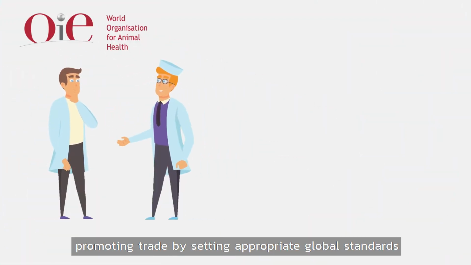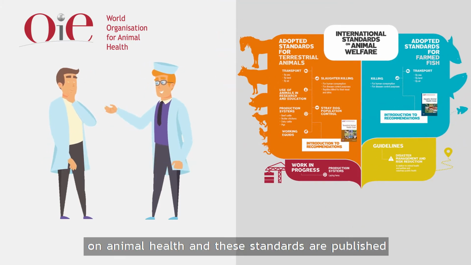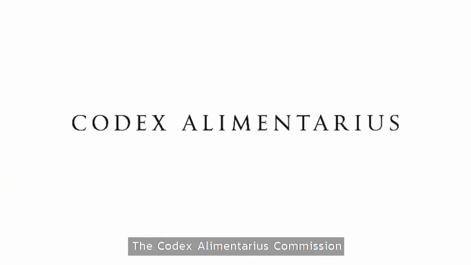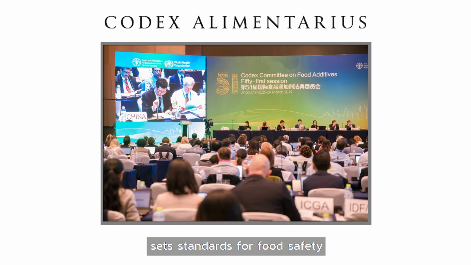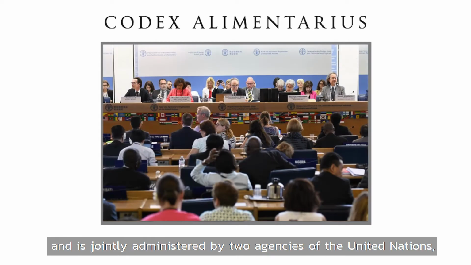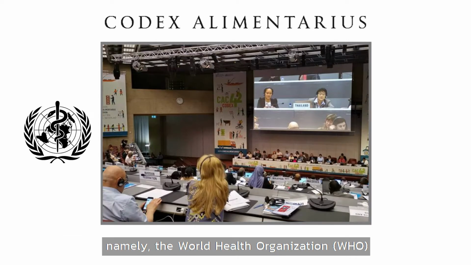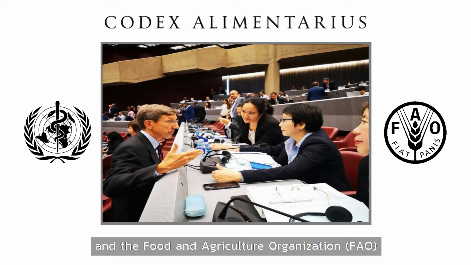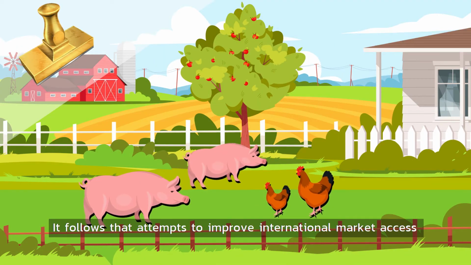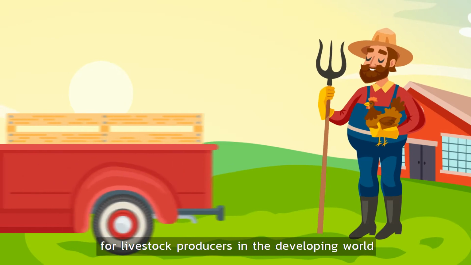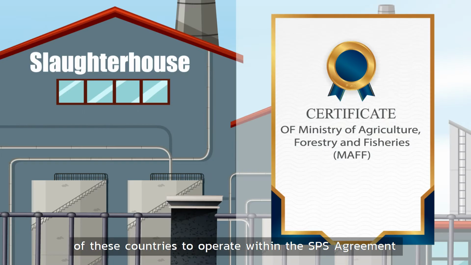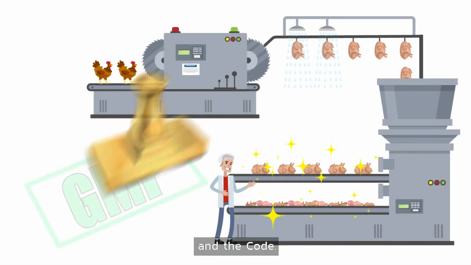The OIE is recognized as the agency responsible for promoting trade by setting appropriate global standards on animal health, and these standards are published in the Animal Health Code. The Codex Alimentarius Commission sets standards for food safety and is jointly administered by two agencies of the United Nations, namely the World Health Organization (WHO) and the Food and Agriculture Organization (FAO). It follows that attempts to improve international market access for livestock producers in the developing world must include improving the capacity of these countries to operate within the SPS agreement and the Code.